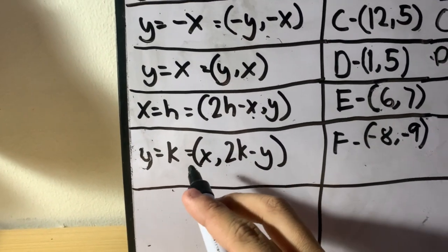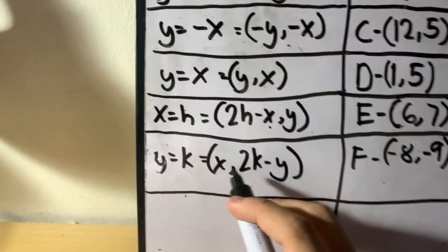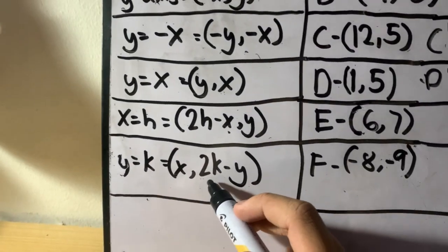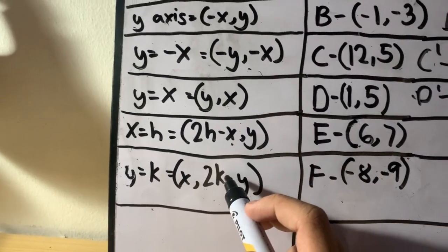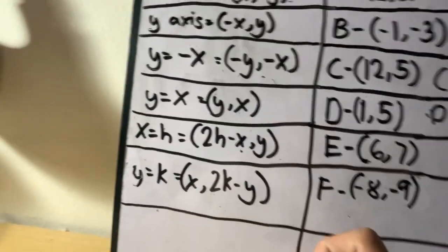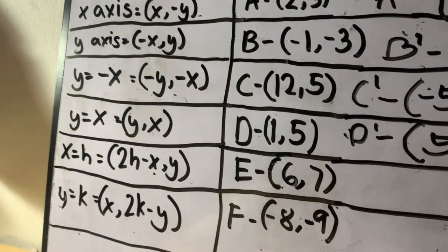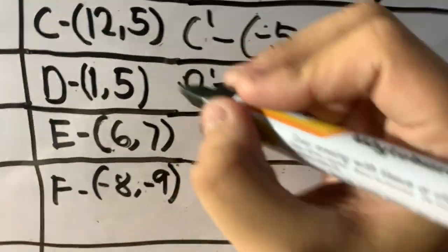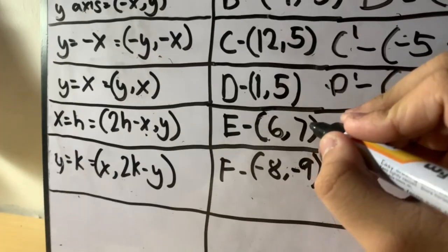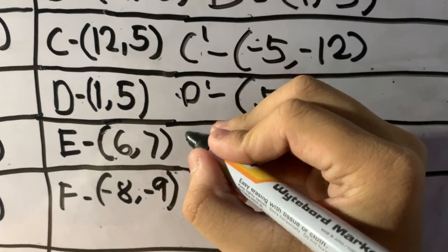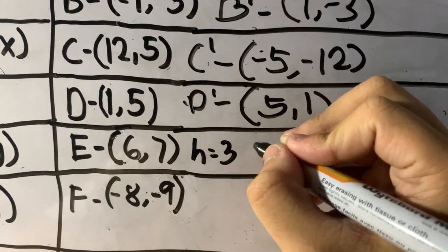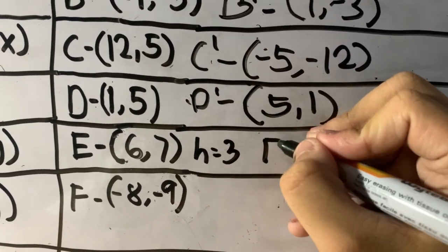So it will be retain lang si x, pero the same thing what we did to the x here, magiging 2 times k, yung given ni k, minus yung given ni y. So let's try it here to further understand. So we have 6 and 7, and let's say the given h would be 3.